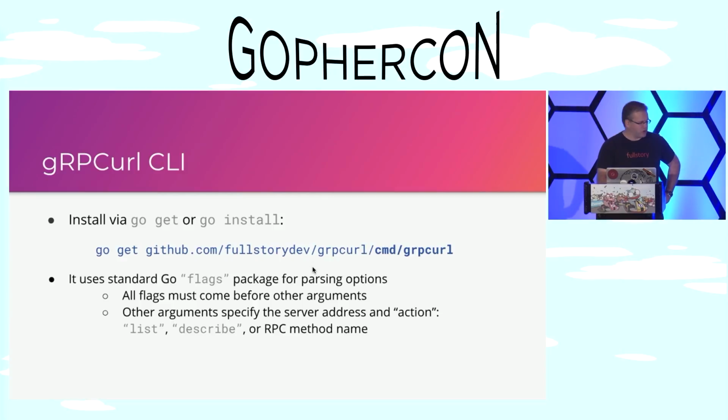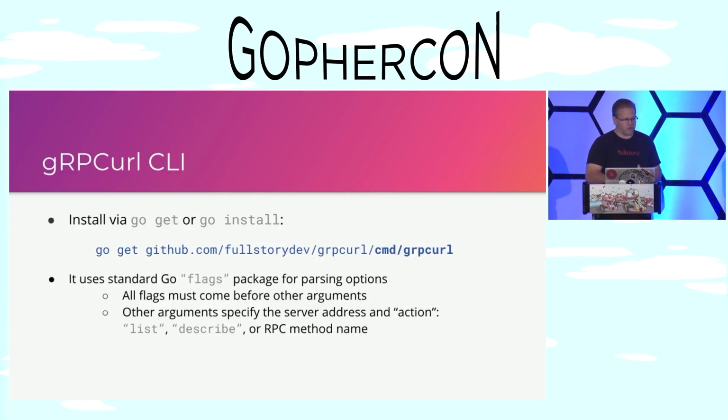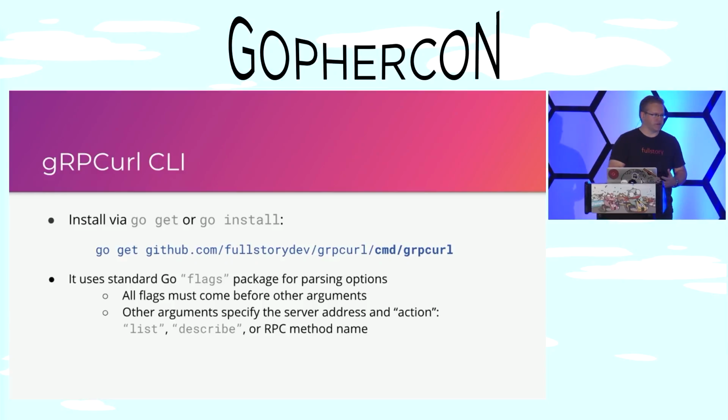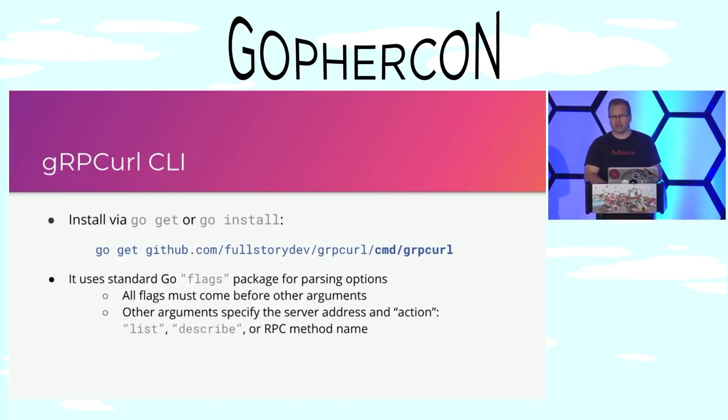It's obviously just a normal Go program. Use go get or go install to build it and install it. The only caveat to keep in mind is that all the command line flags have to be specified on the command line first. It's just using the normal Go flags package, which requires that. After your command line options, the arguments it accepts are the address, the host and port of the server you're trying to talk to, and then whatever it is you want to do. So in addition to invoking an RPC, we can also use grpcurl as a command line tool to explore the RPC schema. So I'm going to show that.